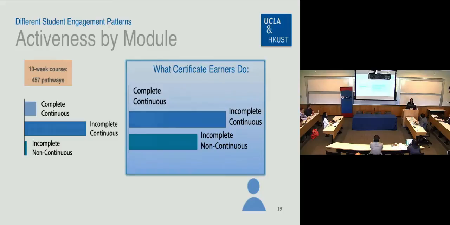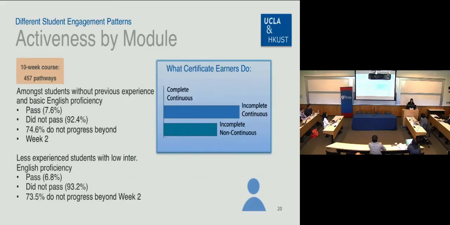So for the next part of it, I'm looking at the specific clusters of students. Amongst the students without previous experience and basic English proficiency, we had a really small pass rate. And they didn't pass through the second week, which is actually kind of typical for MOOCs, but this is something I want to specifically look at for this group because I want to look at potential challenges that they would specifically have.